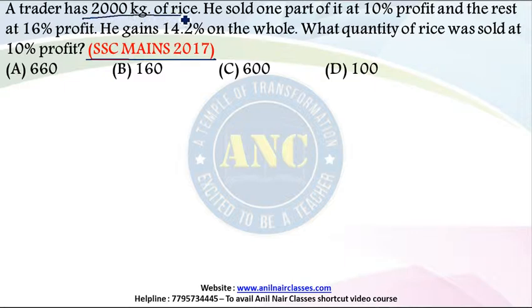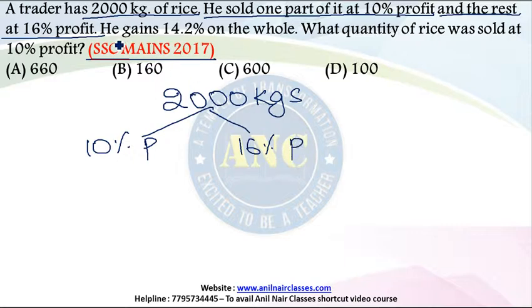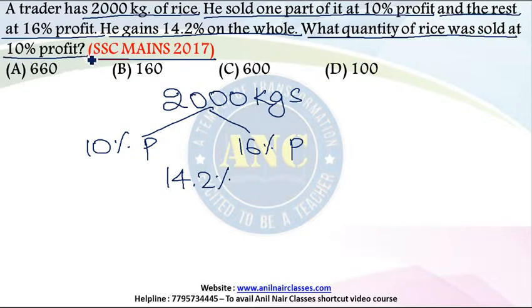A trader has 2000 kgs of rice. Totally he has 2000 kgs of rice. He sold one part of it at 10% profit and the rest at 16% profit. He gains 14.2% on the whole. Overall profit is 14.2%. What quantity of rice was sold at 10% profit? This 10% profit he got for some quantity of rice. How much is the question.